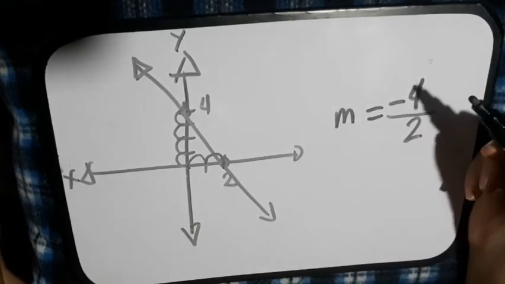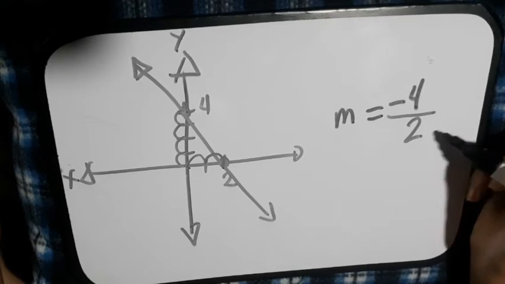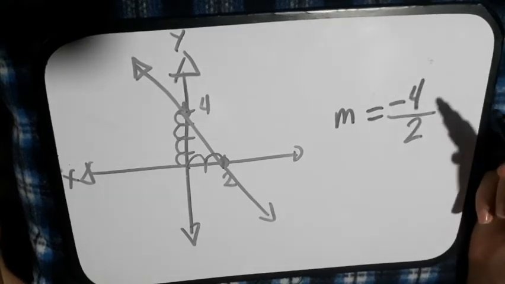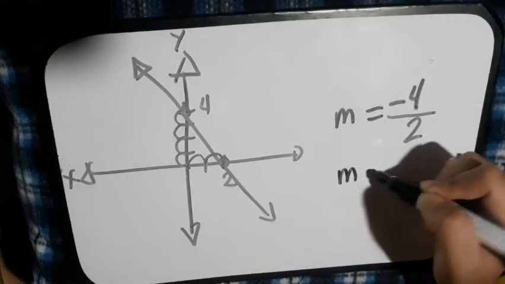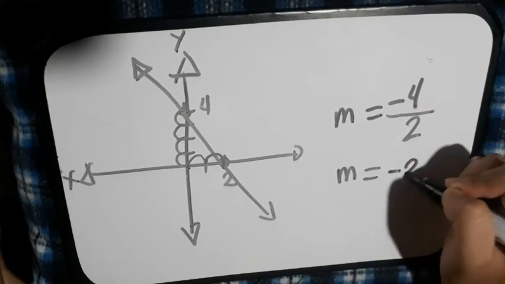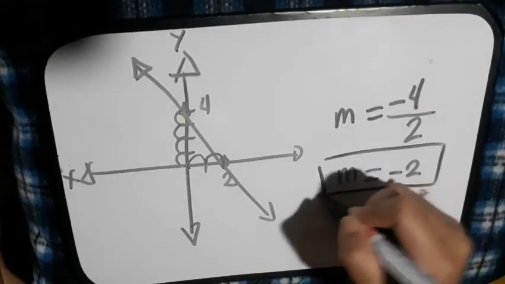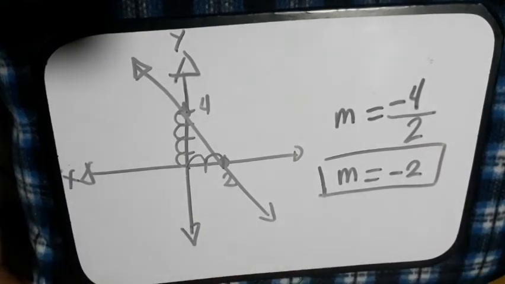Now, our slope is m is equal to negative 4 over 2. Negative 4 over 2 can be reduced to lowest term. So, we need to divide negative 4 by 2. That will be negative 4 divided by 2 is negative 2. And that is the slope of our graph, I should say.